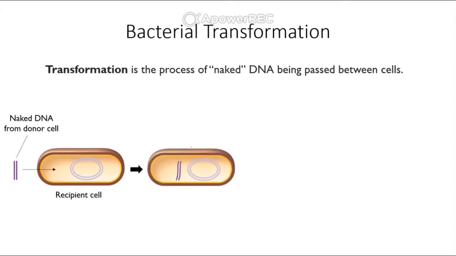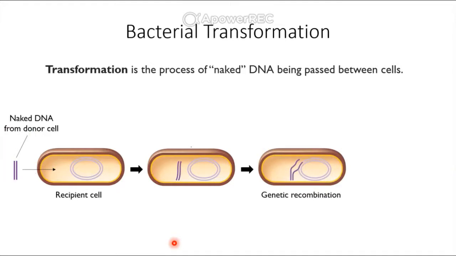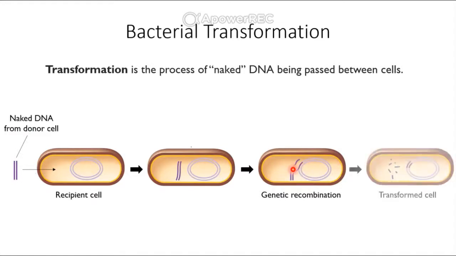do that in the lab, we have some specific steps we need to follow. Sometimes this can occur in nature with naturally transformable bacteria. So you have a recipient cell and you have your naked DNA. The naked DNA is taken up by the recipient cell. You have genetic recombination, where the naked DNA is assimilated into the chromosome. And then we call that a transformed cell because the phenotype or genotype has been transformed by this process.